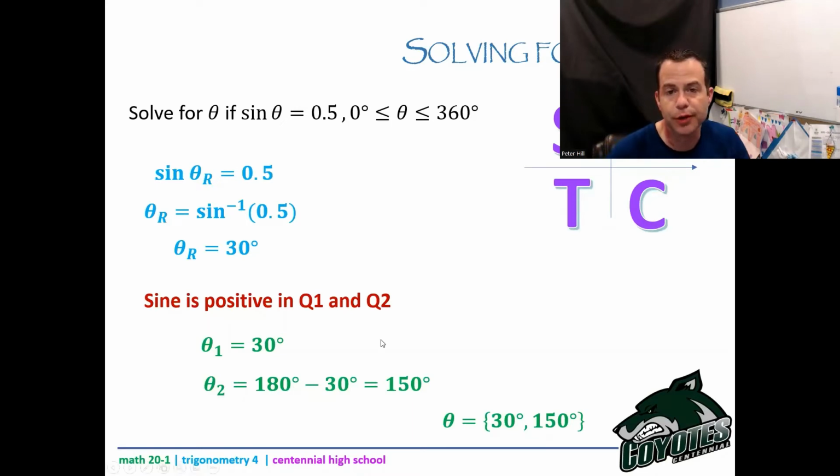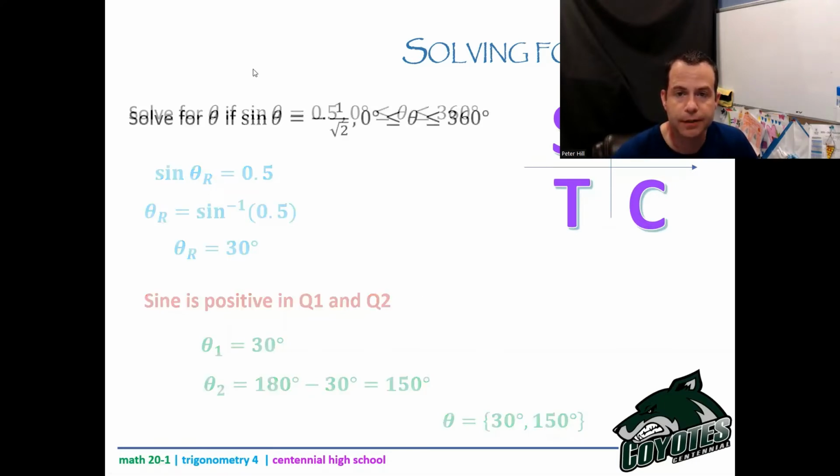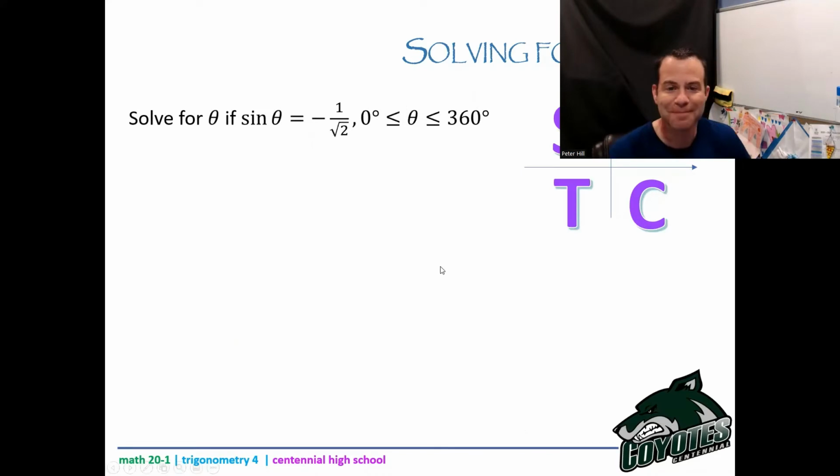This is the sort of work I need to see for every question, okay? I need you to show me what the reference angle is, then what two quadrants I should be in, and then what my actual answers are based on that reference angle in those quadrants, okay? All right, great. Let's try this again.